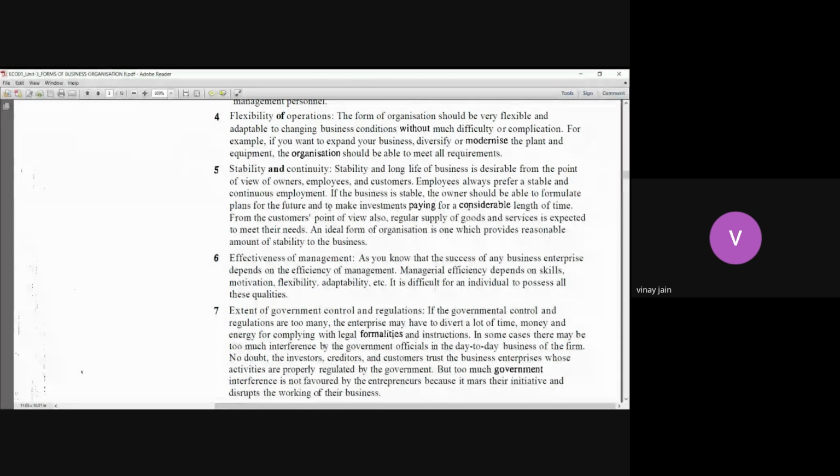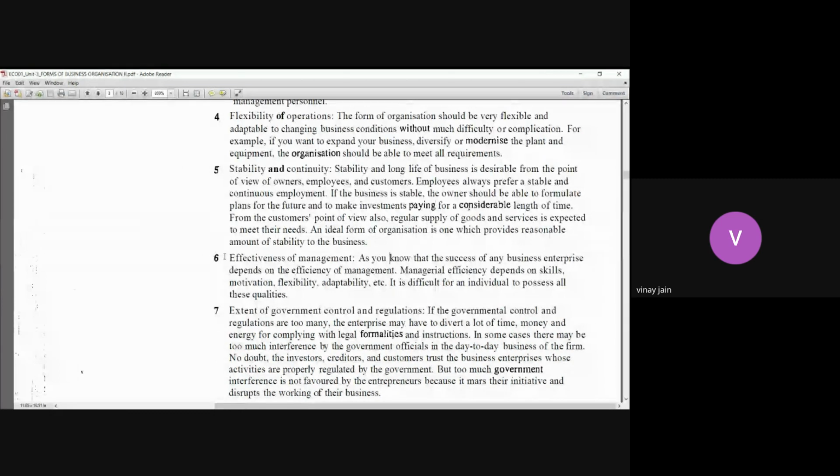If the business is stable, the owner should be able to formulate plans for the future and to make investments paying for a considerable length of time. From the customer's point of view, also, regular supply of goods and services is expected to meet their needs. An ideal form of organization is one which provides a reasonable amount of stability to the business.